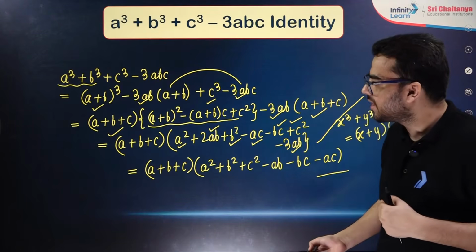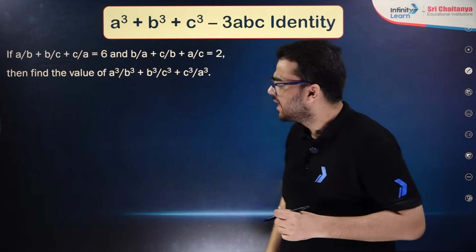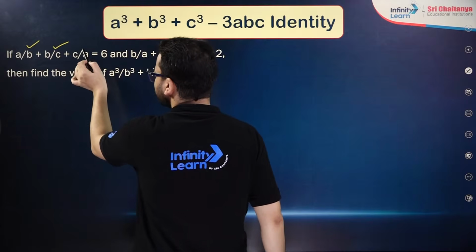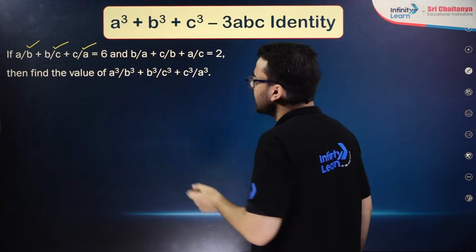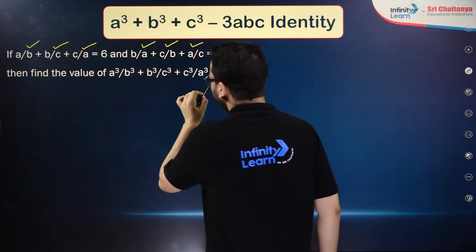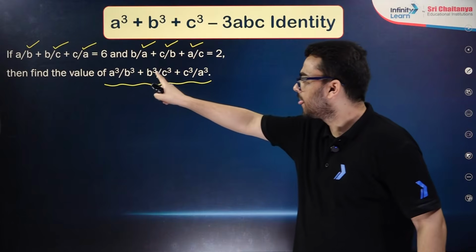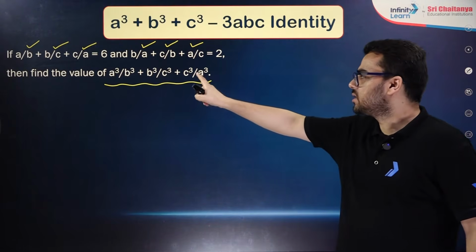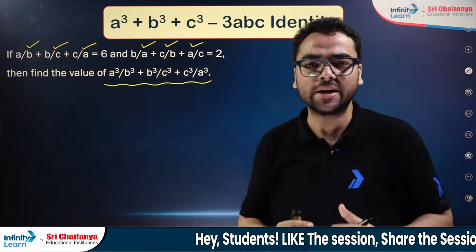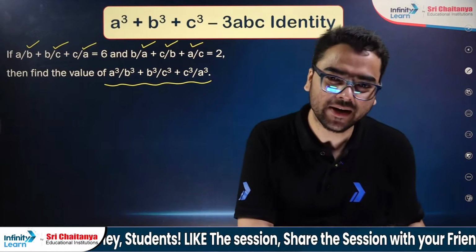Now let's see a question on the basis of it. You've got this question: if a by b plus b by c plus c by a is equal to 6 and b by a plus c by b plus a by c is 2, you have to find the value of a cube upon b cube plus b cube upon c cube plus c cube upon a cube. Now that might look a bit easy. That is easy, but if you remember this identity, then you can do it easily.